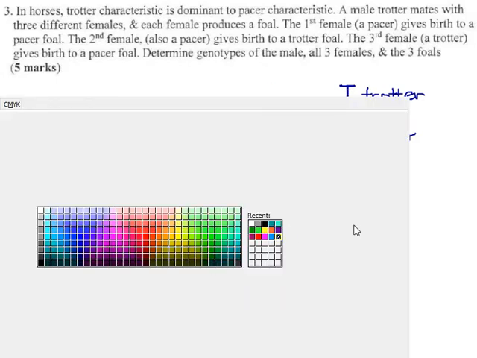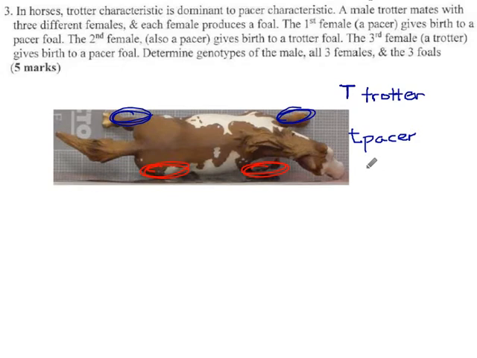So this trait has normal dominance, which means if you're big T, you are a trotter. If you are big T, you are still a trotter because it's a dominant trait. And if you are little t, you are a pacer.